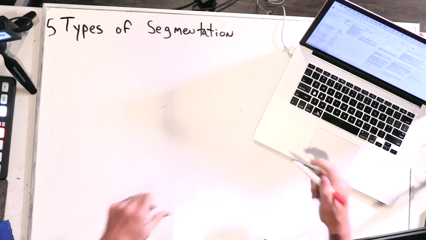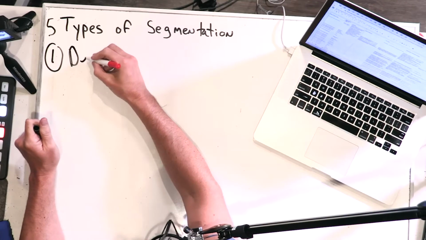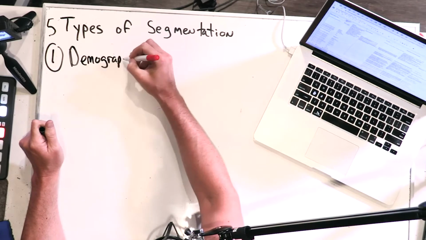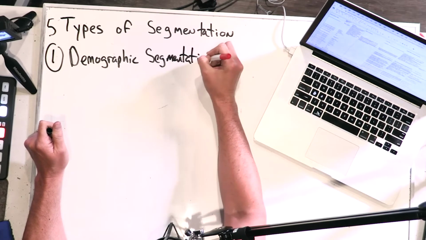So number 1, the first way is called demographic segmentation. What does that mean? Demographic segmentation is asking about who are you. There's questions like, what's your age? What's your gender? What's your household income? Your education level? Where are you at in your life? Your lifestyle. Where are you today? It's all about the who. These questions are about who are you.